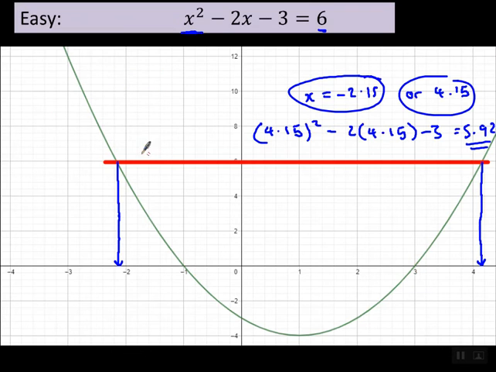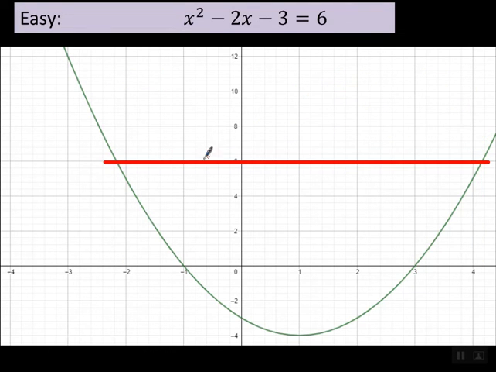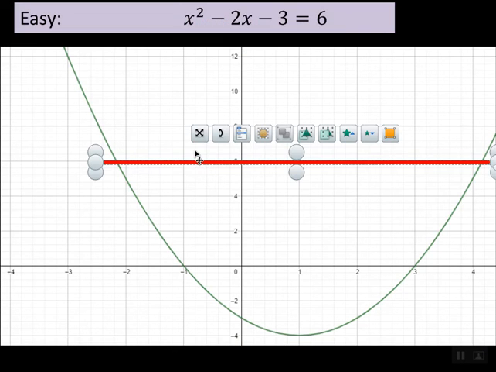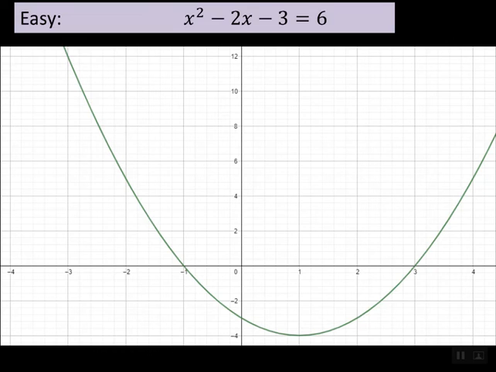Right, let's clear the annotation there. Let's look at a slightly harder question related to this. So we've got the same expression again, x squared minus 2x minus 3, but we want it to equal 6 this time, not 0. Now, you can solve this equation by taking away 6 and making it equal to 0 and trying to factorize that, or using the quadratic formula, but we're going to do it with a graph. But this time we're not going to get an exact answer, we're going to get an estimate for the answer.